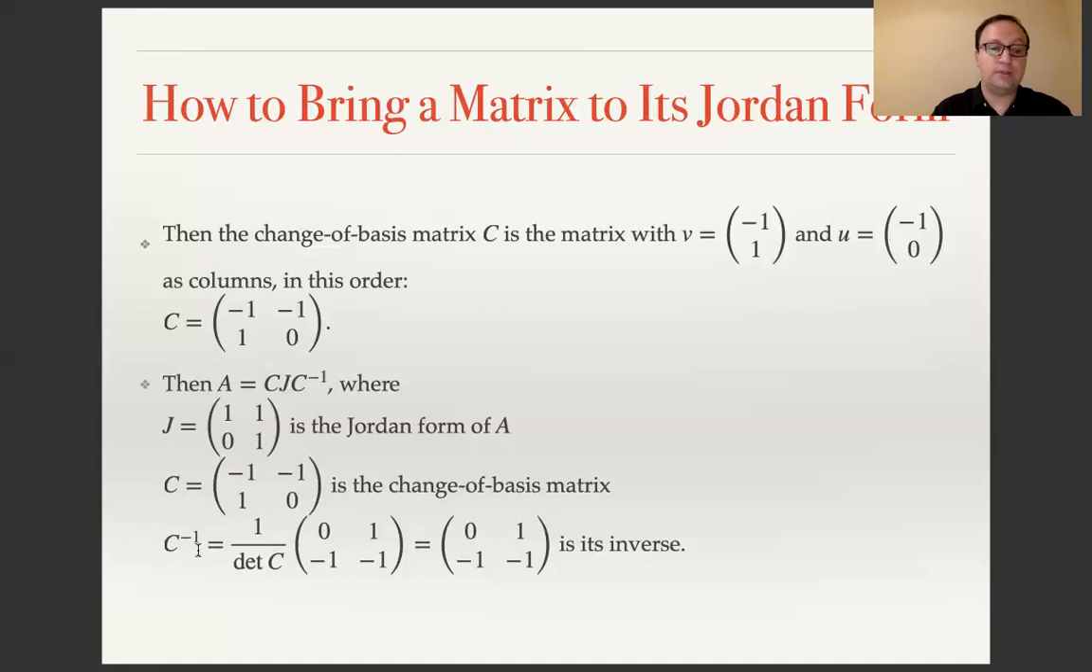And the inverse of the change of basis matrix is computed by using the formula for finding inverses of matrices. So this is how one brings a 2 by 2 matrix to its Jordan form. For bigger matrices like 3 by 3 matrices or 4 by 4 matrices, everything is more complicated, but it can be done in a substantially similar way.